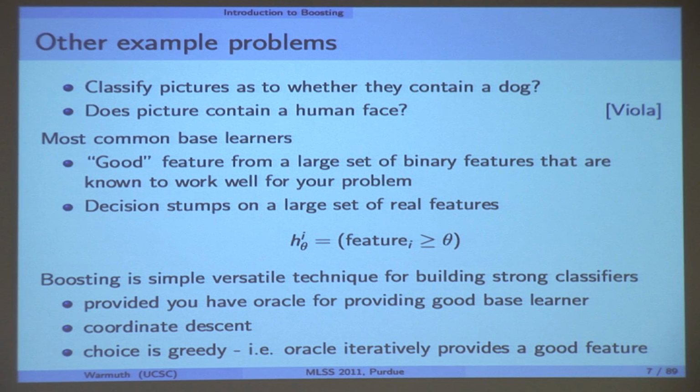So other problems, you might want to classify pictures as to whether they contain a dog, or whether the picture contains a human face. In the most common setup, what happens is you already know your domain. You have some kind of a CompBio application, and you already know what particular genes look like. You have certain patterns that you look for. So you have already a bunch of features that are suitable for your problem.